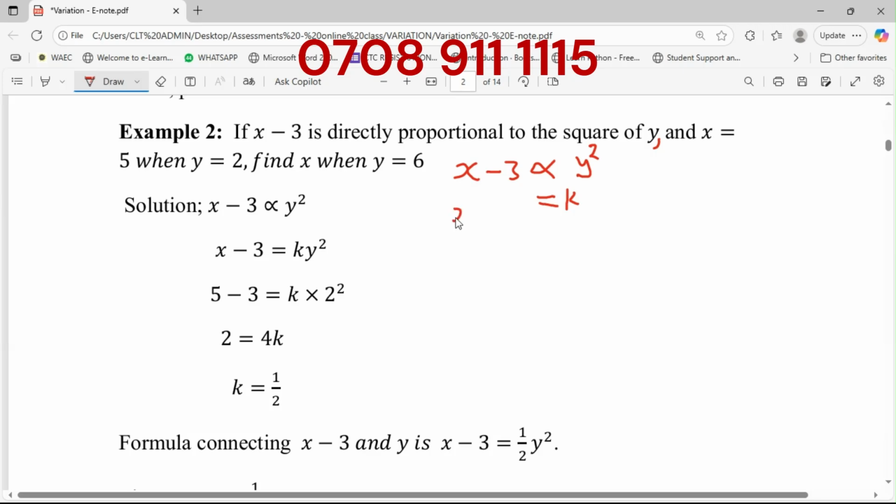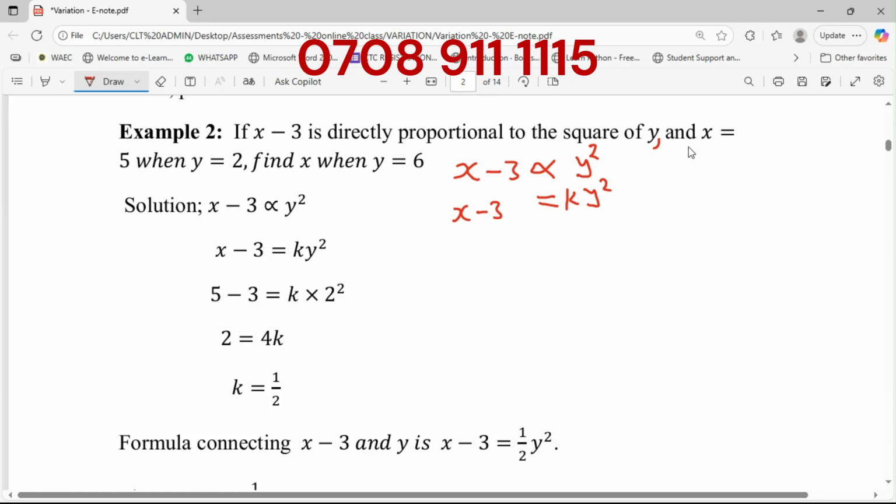So we have x minus 3 now equal to k times y squared. So the initial value is the next thing we expect after establishing this relationship. Initial values of x and y we put inside this equation to get the value of k.